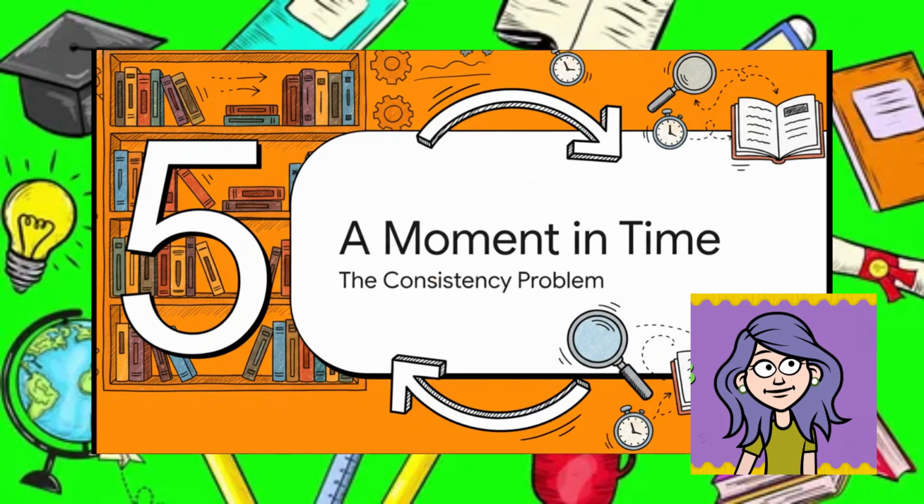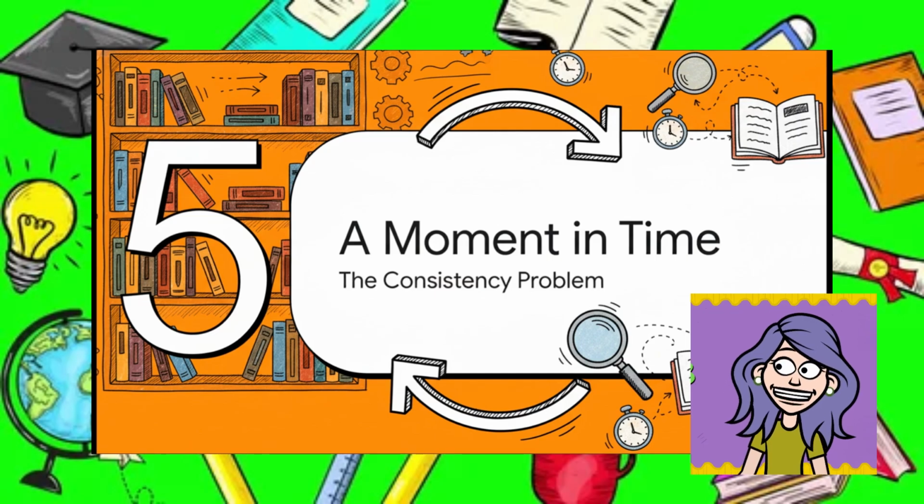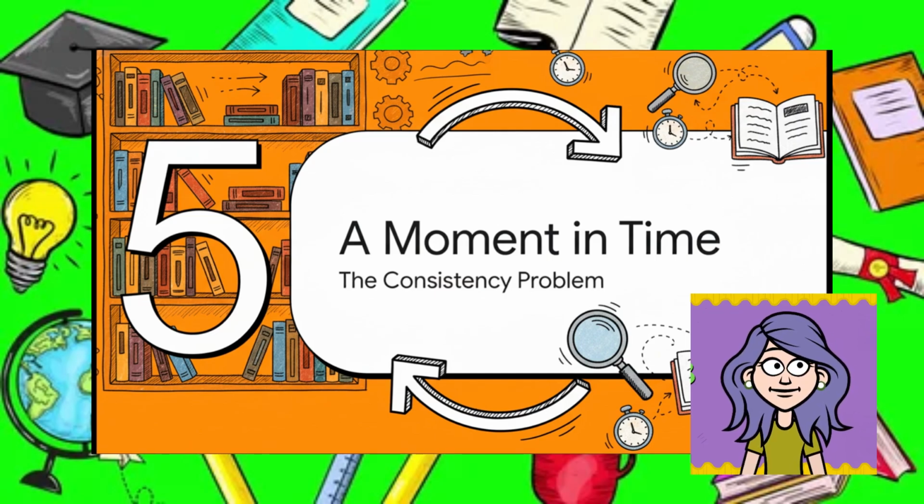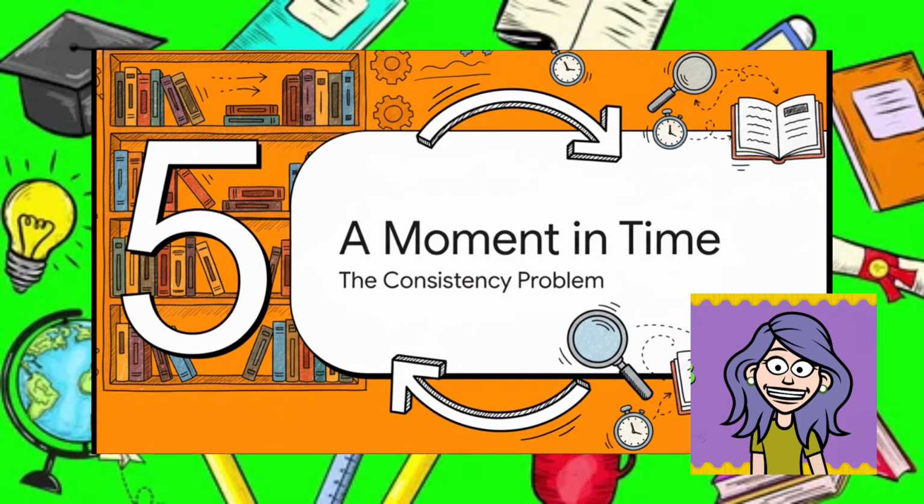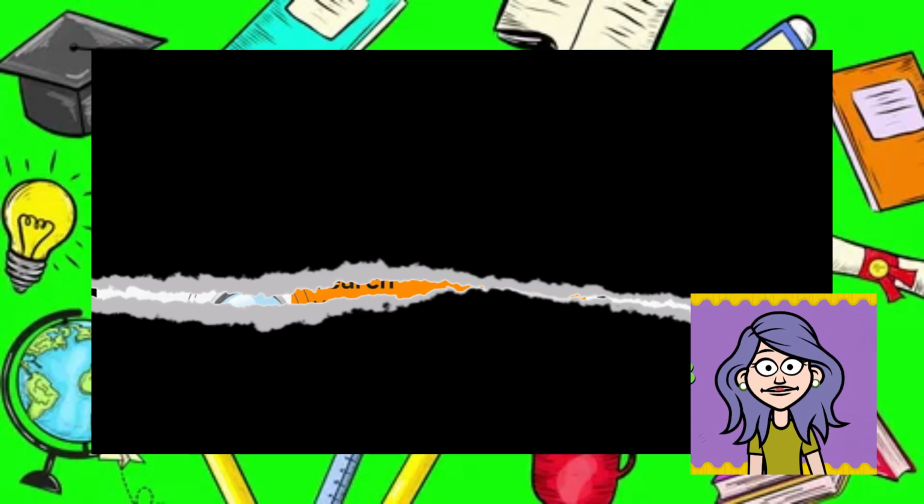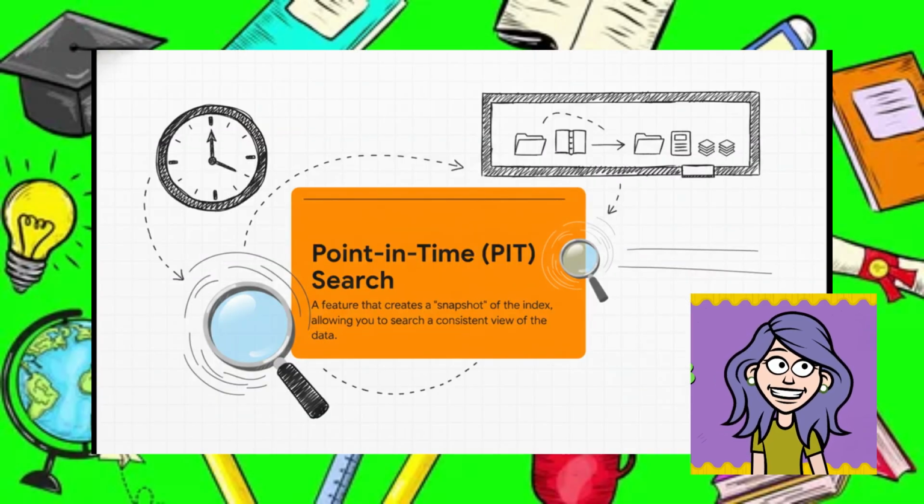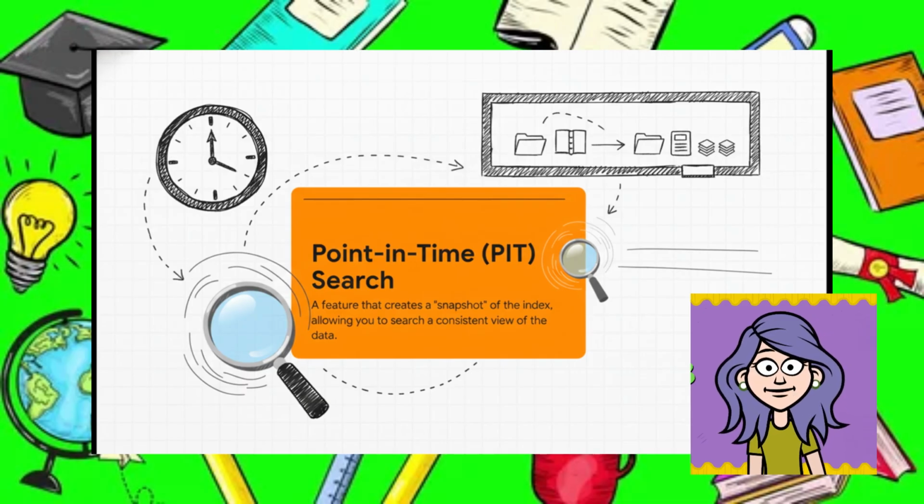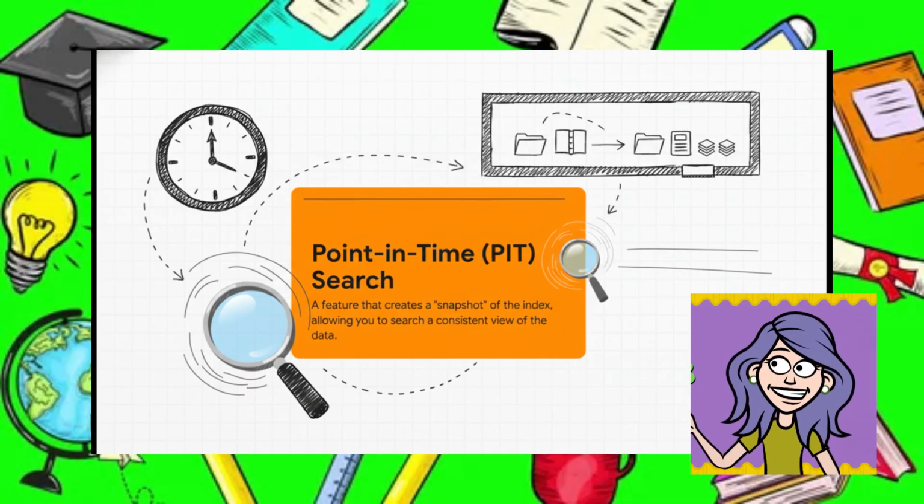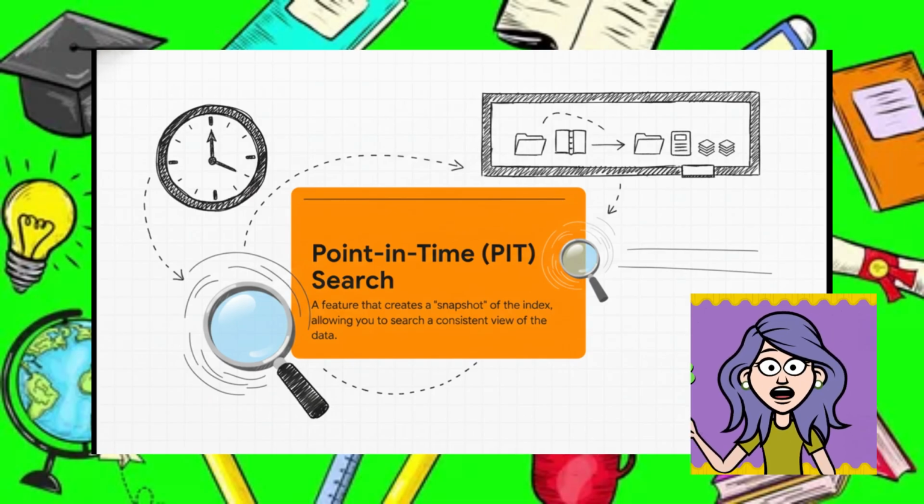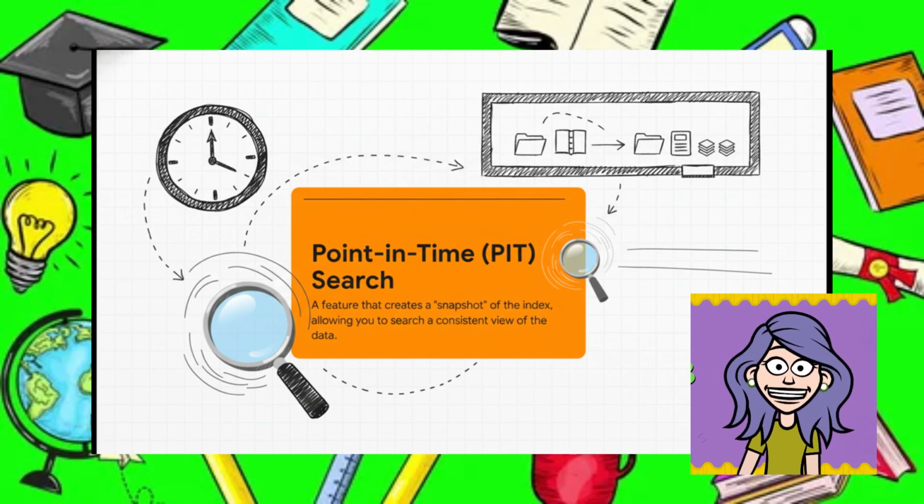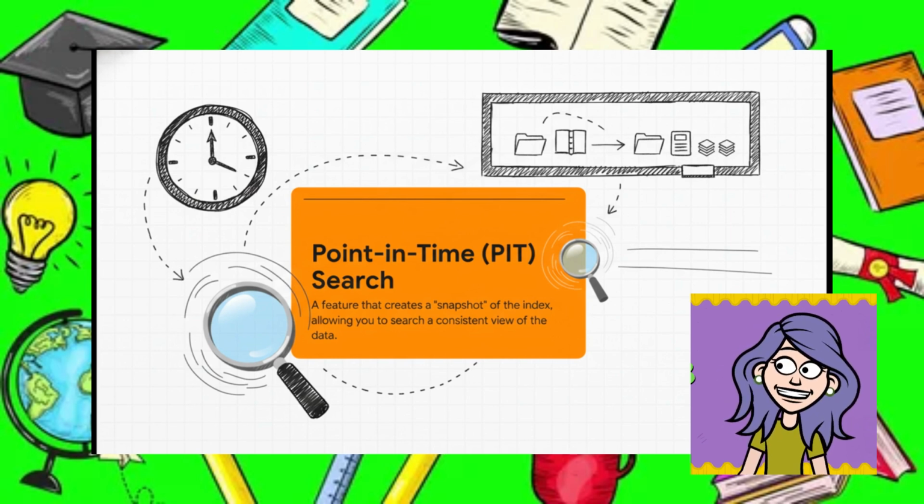So how does Elasticsearch make sure that your view of the bookshelf stays stable and consistent, even when the real bookshelf is constantly being rearranged behind the scenes? The solution is actually really elegant. It's called a point-in-time search. What it does is it lets you take a snapshot of the entire catalog the very moment you start your search. So for the whole time you're clicking through pages, you're looking at that one frozen, consistent version of the data. Nothing can change out from under you.